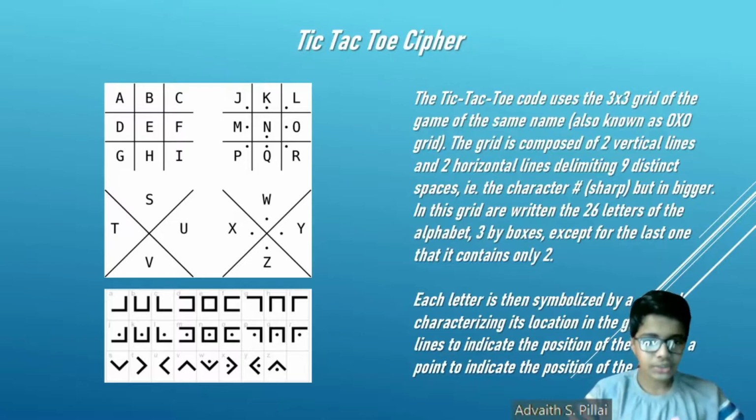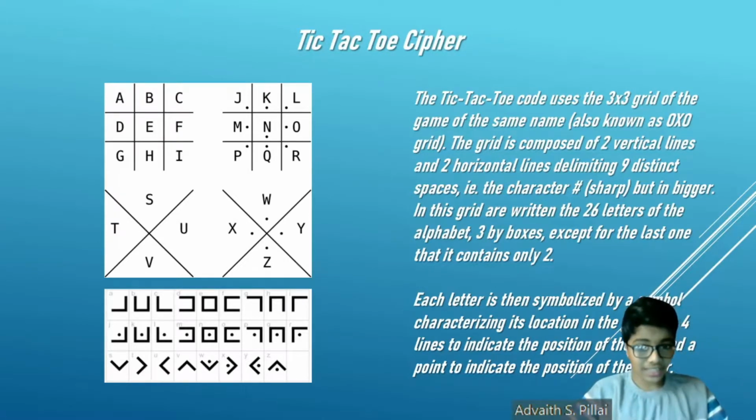Okay guys, so we all know the game Tic Tac Toe. The grid is composed of two vertical lines and two horizontal lines, delimiting 9 distinct spaces. It looks like a hashtag symbol. If we make two vertical lines and then two horizontal lines, it will be a 9-box grid. Okay guys, but in bigger size. It's basically the hashtag symbol, but it's a bigger version.